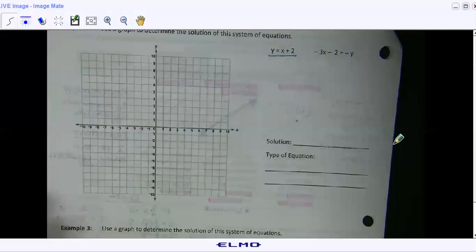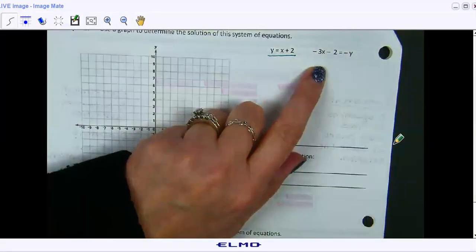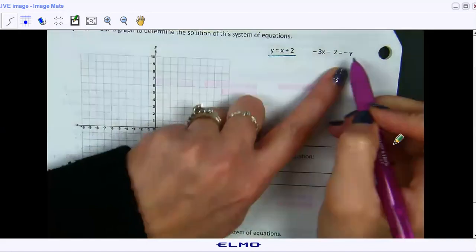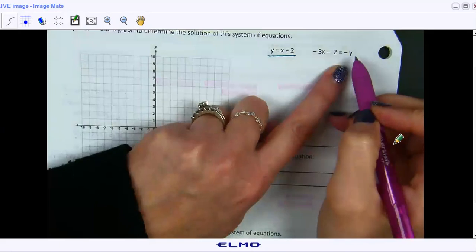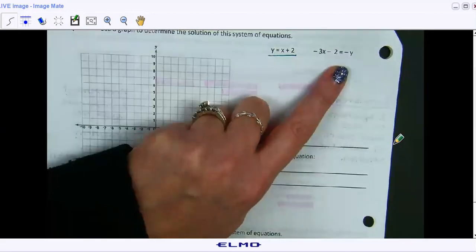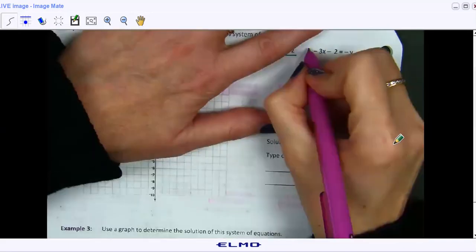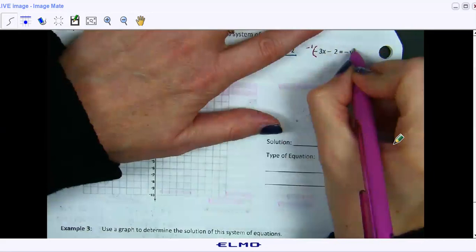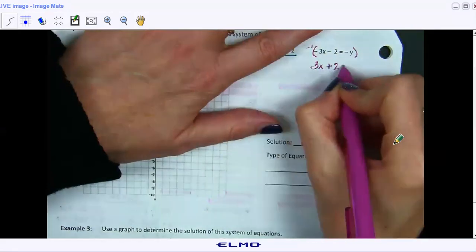Okay, you notice that this one right here is already in slope-intercept form. It's just backwards. The problem with this equation, though, is that your y is negative and you need to make it positive. So how would we change this to a positive? Multiply by negative 1. Yes, multiply everything by -1, or do what AJ said and divide everything by -1. Either way will work. So I'm going to multiply everything by -1, and I end up with 3x plus 2 equals y.